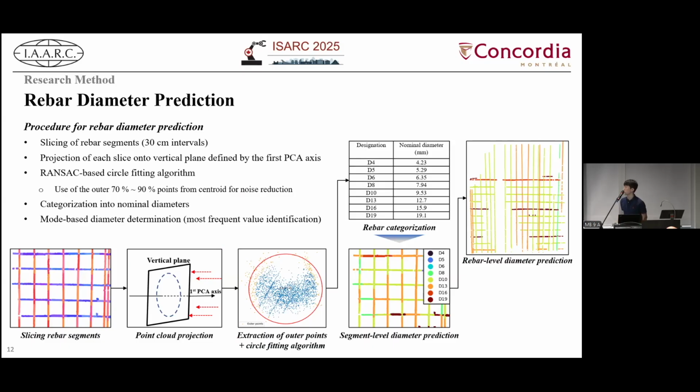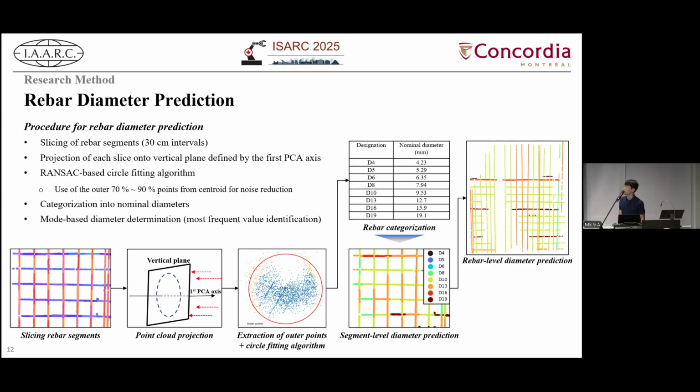For diameter prediction, we use the shape of the cross-section data of the rebar. Because when we look at the rebar from the measurement axis, we can see the point cloud as a circle, because the laser scanner can capture the rebar surface. So we project all of the point cloud onto the cross-section plane and apply RANSAC circle fitting.